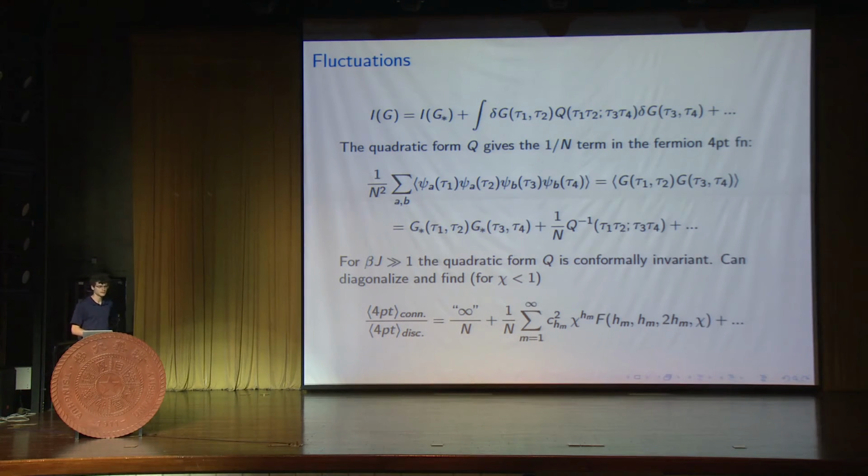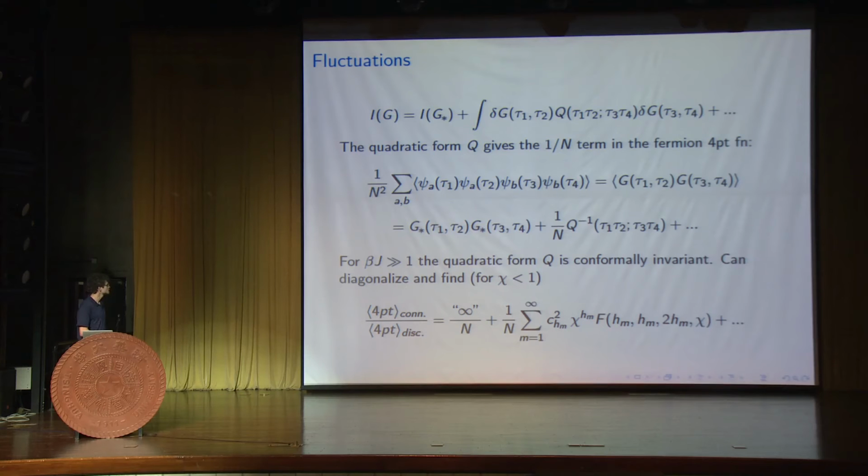First, we have an infinite piece, which comes from some zero modes of Q. I'll come back to that in a moment. But we also find a whole tower, a discrete tower, of conformally invariant terms. Chi here is a conformal cross ratio of the 4 times on the circle. And this expression here, chi to the h, times this hypergeometric function, is a conformal block in 1 dimension.